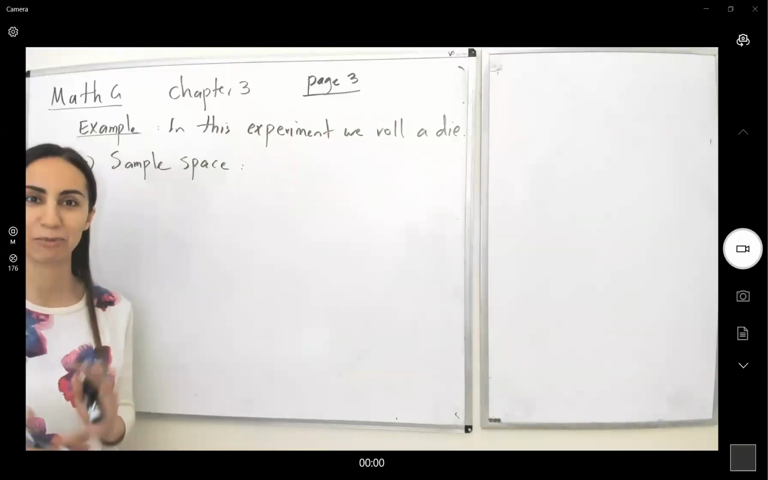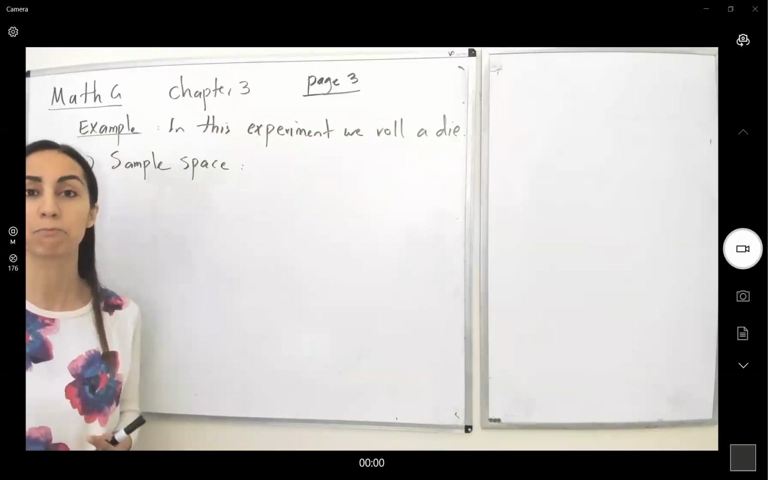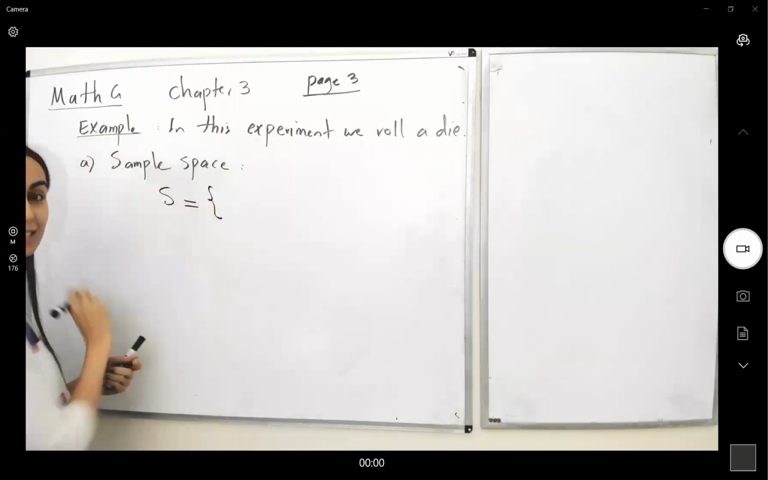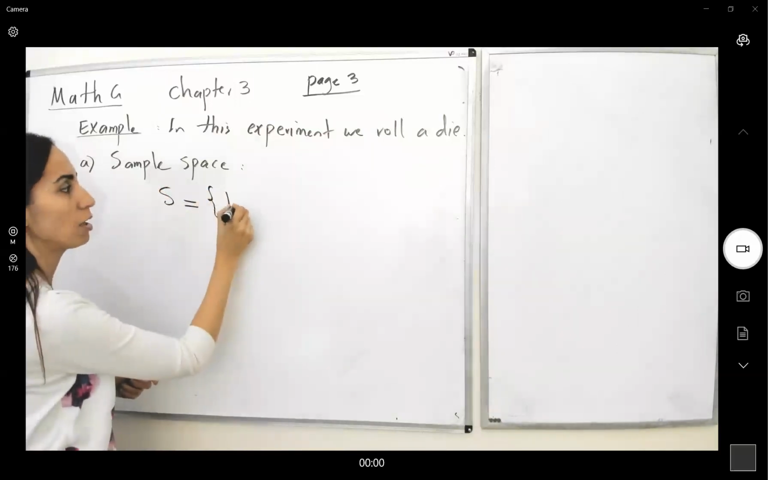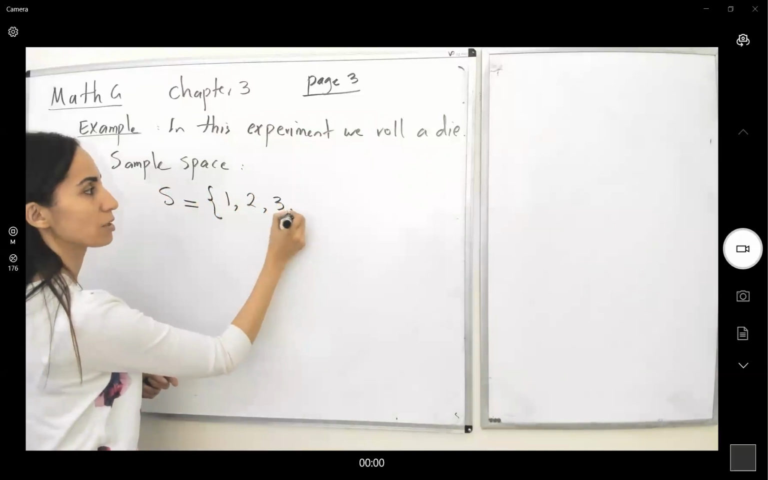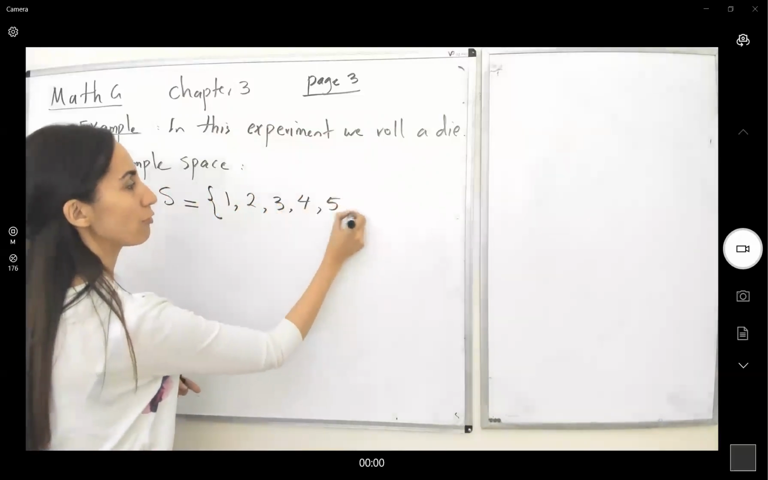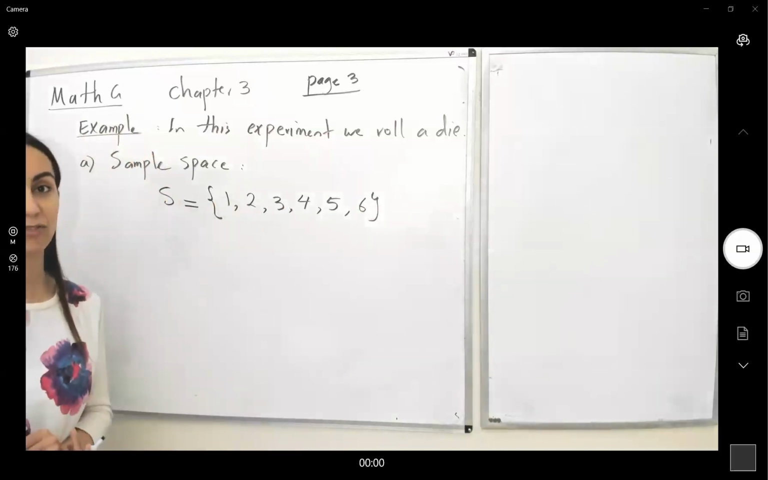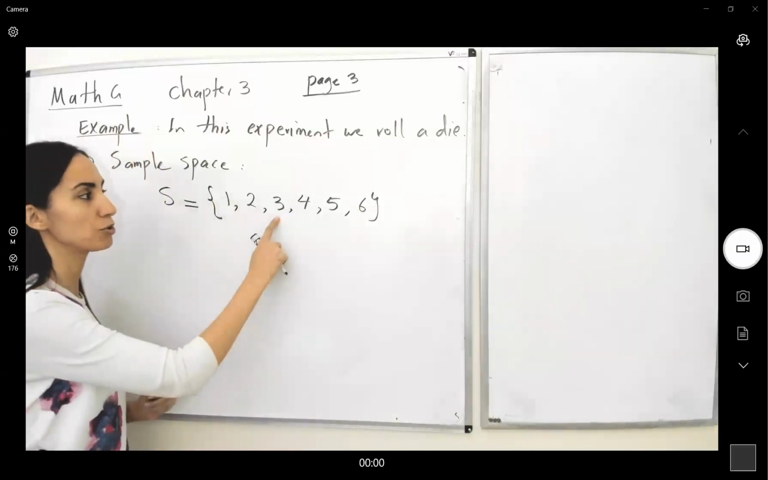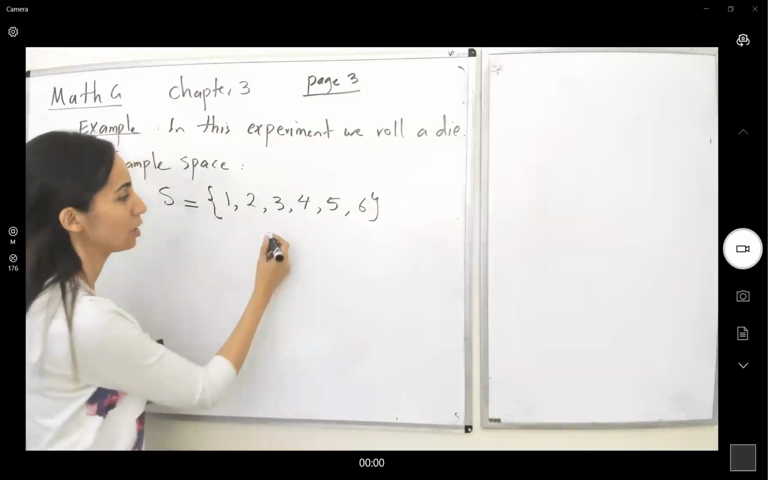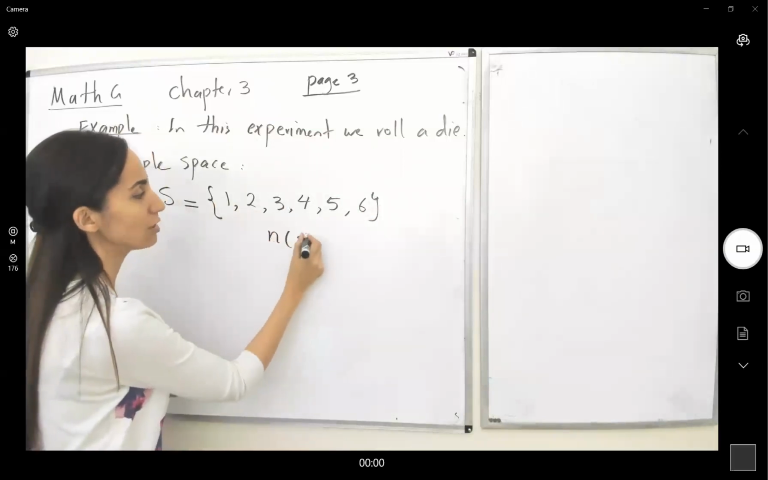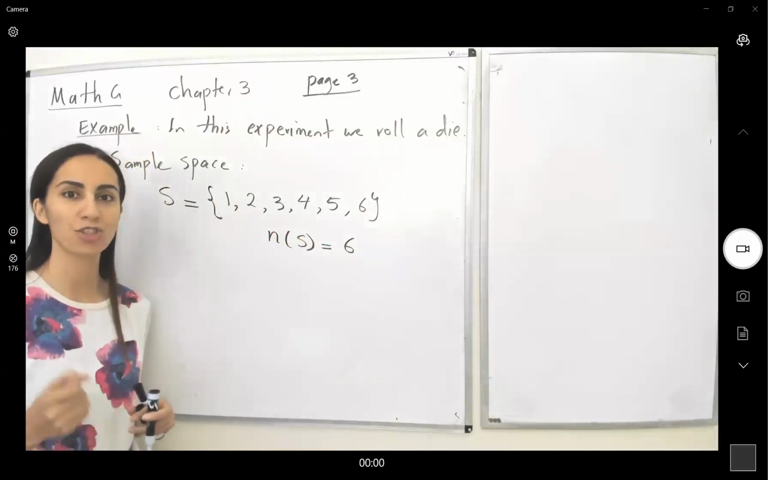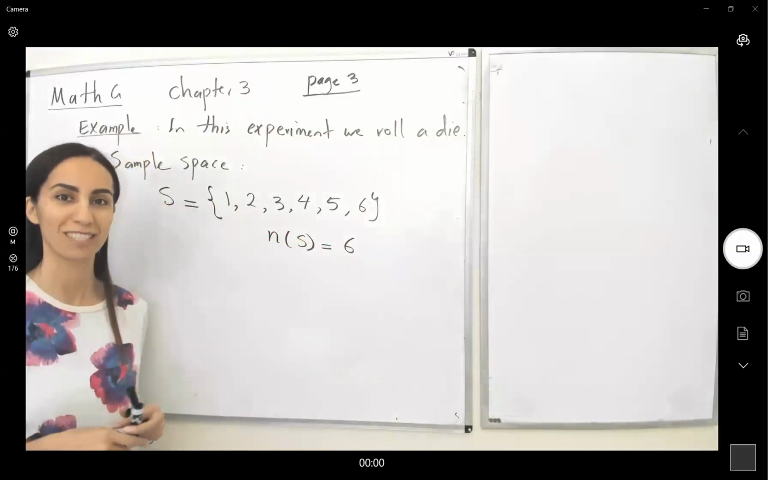Remember that for a sample space, you use curly brackets. So S, or the sample space, is the set, including all possible outcomes: 1, 2, 3, 4, 5, 6. What's the cardinality of the sample space? 1, 2, 3, 4, 5, 6 elements. So the cardinality or the size of your sample space is nothing but 6. Note that you just rolled it once.